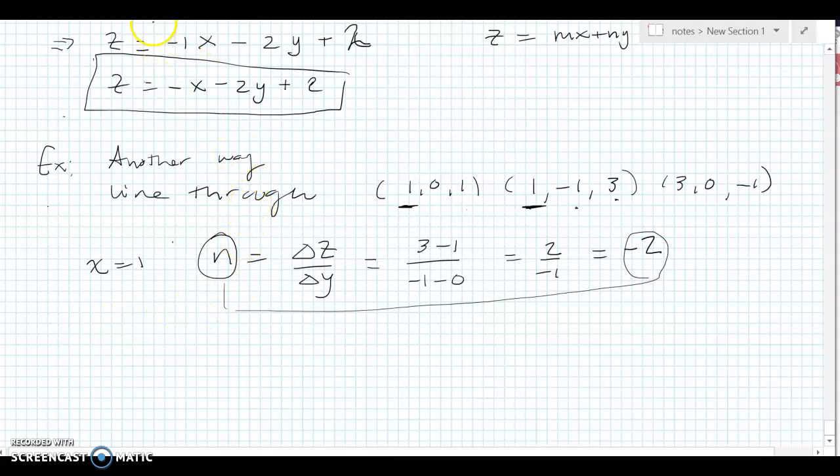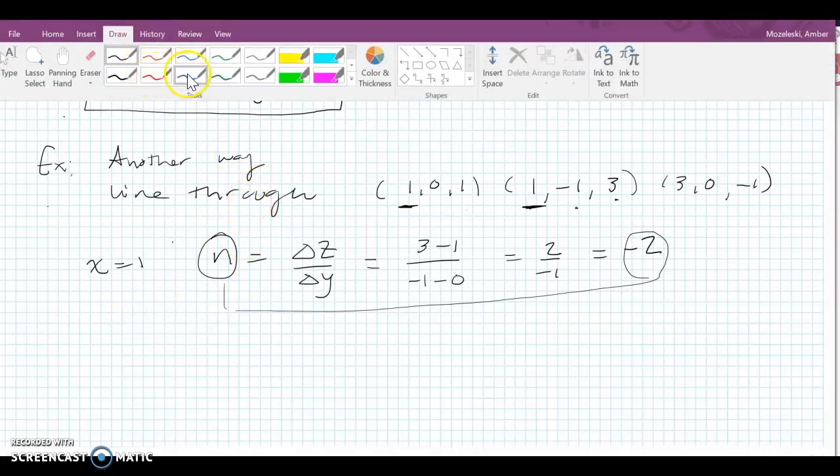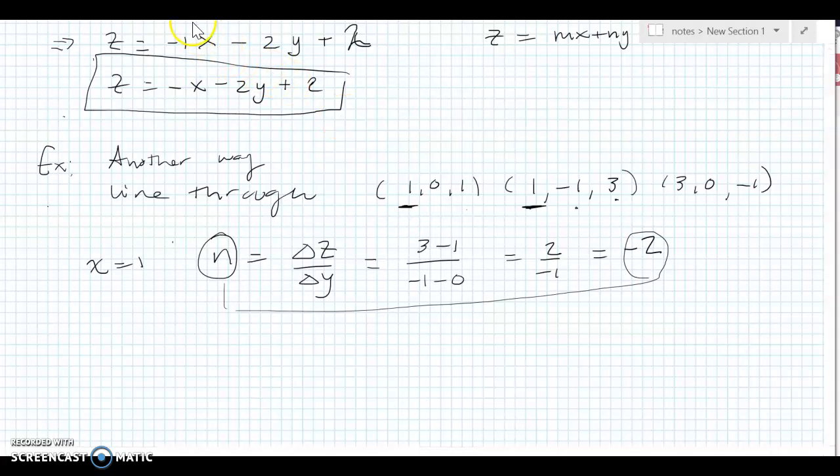Now let's look. In fact, I'm going to change color here. Okay, so now look, I've got another couple things that are equal. Here y is 0, and here y is 0. So for y equals 0, m is going to equal the change in z over the change in x, right? So change in z, for the blue, is negative 1 minus 1.